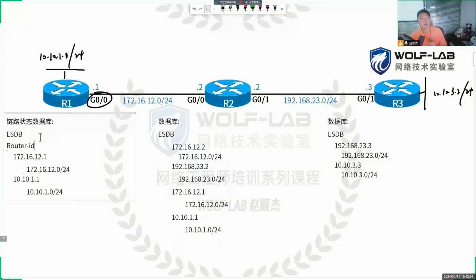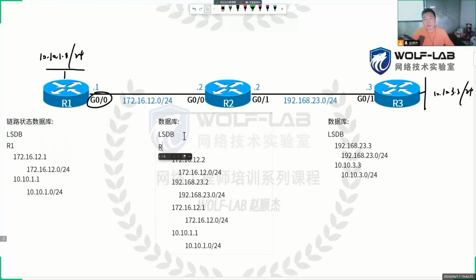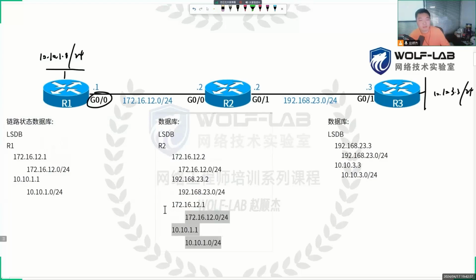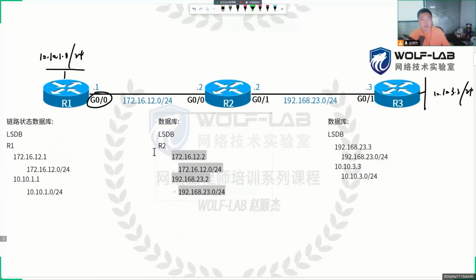For example, the router ID for R1 is written like this. We won't discuss how to write the router ID yet, because we'll study it in depth later, so we'll keep it simple for now. We use a label, a device identifier, to identify ourselves. This is my R2 database. For R1, I use an identifier. This is my R1 database entry. This is R3's identifier, my R3 database entry.